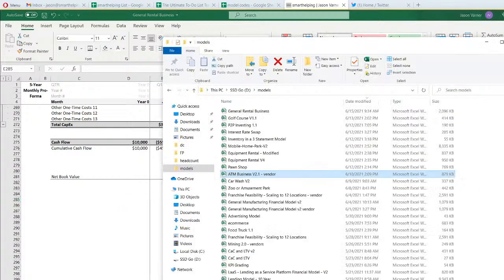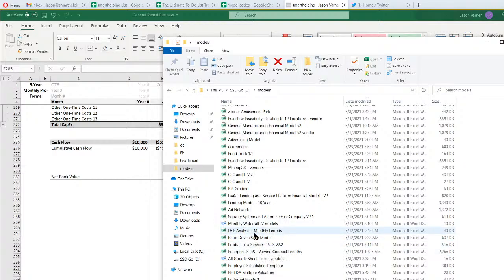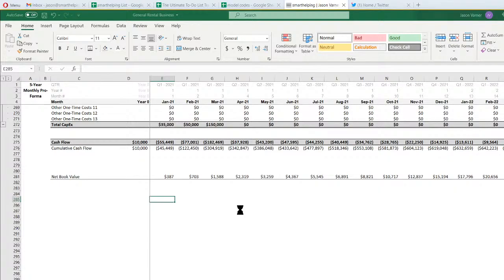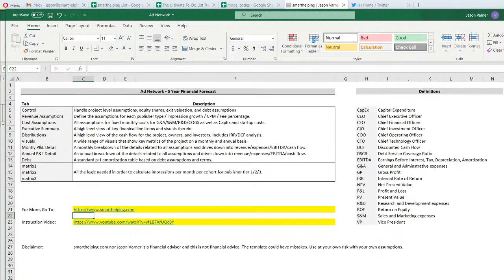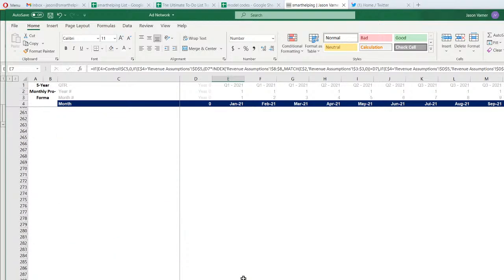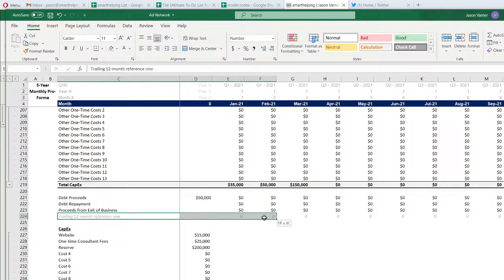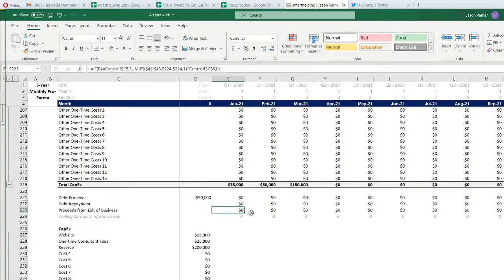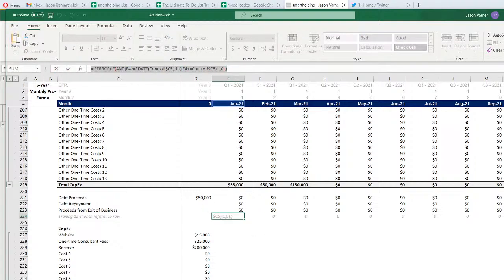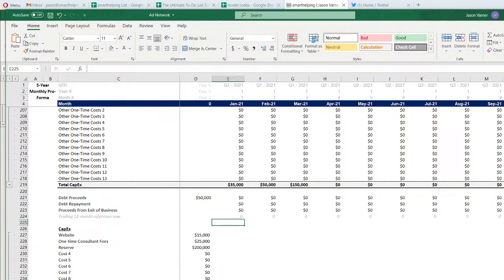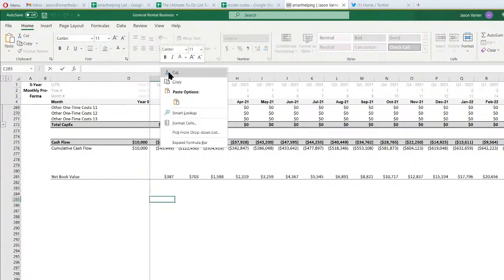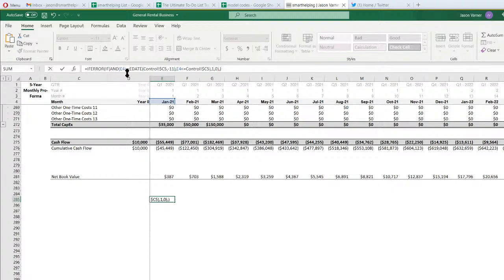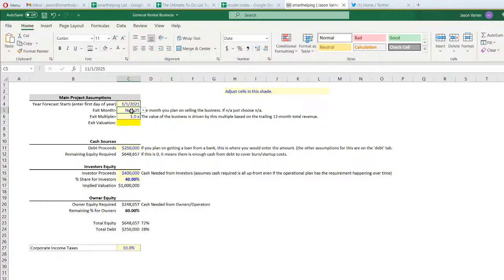I can't remember it exactly, so we're going to pull it from one of my other models. I think it should be in a more recent one. Pretty sure it's in this one. Ad network for sure. There we go. Yep, trailing 12 months reference row. Okay, so this is what we want. And it's just based on the date and the control start and month. So E4, let's make sure this is the right date. C5, yep.